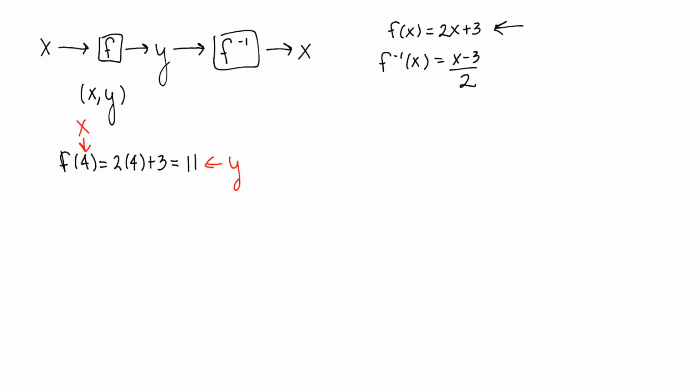If we take this y value and plug it into the inverse function right here, it should spit back out this x value, the original x value. So we do f inverse of 11. That's 11 minus 3 divided by 2. 11 minus 3 is going to give us 8. 8 divided by 2 is 4. That was our original x value.